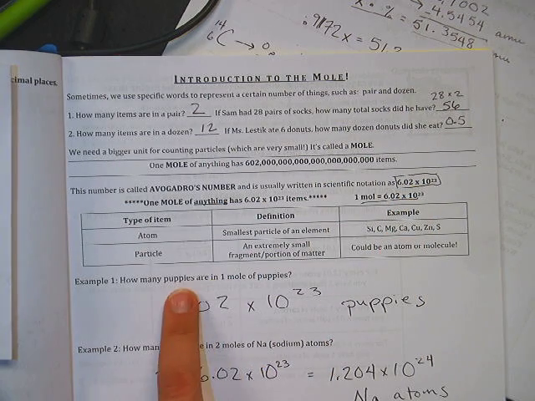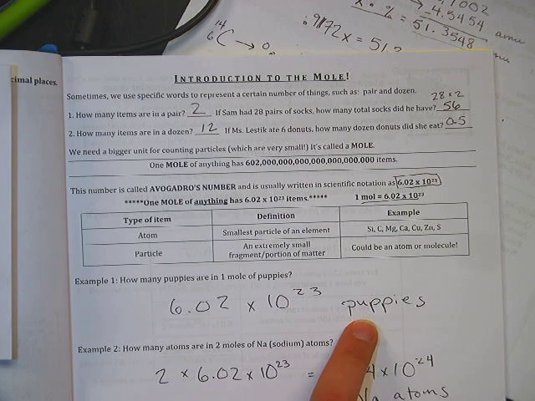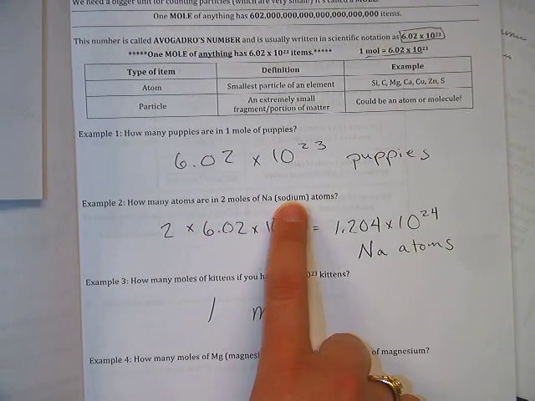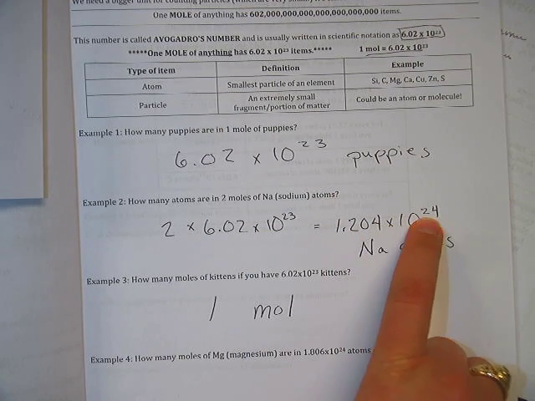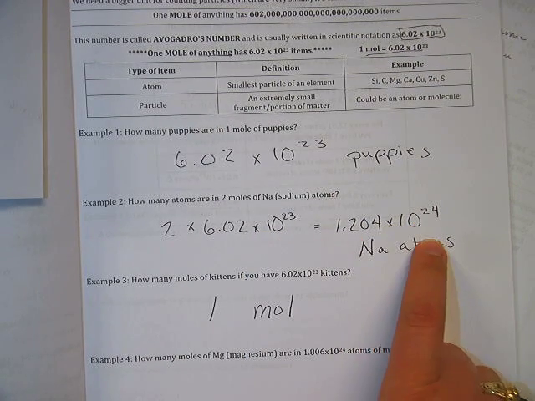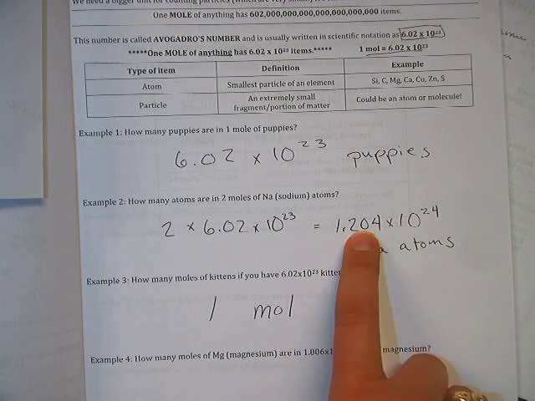We talked last class about how if we have 1 mole of puppies, that's 6.02 times 10 to the 23rd puppies. That's a pile of puppies the size of the moon. It's a lot of puppies, okay? But if we have 2 moles of sodium atoms, that's twice as many atoms, 1.204 times 10 to the 24th, is what we would get when we multiply that out.